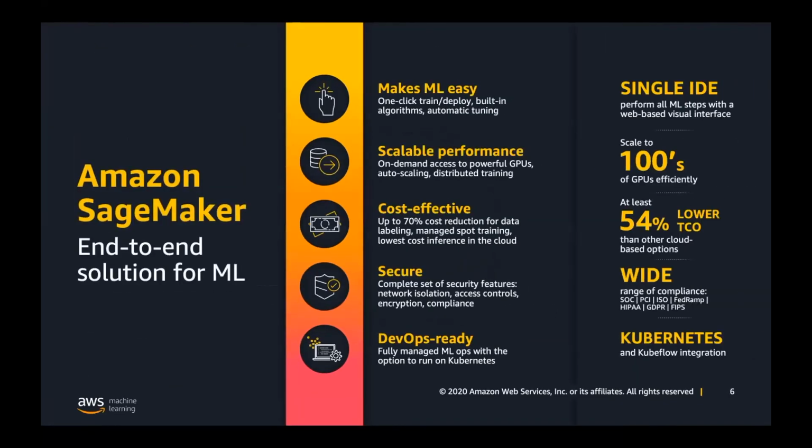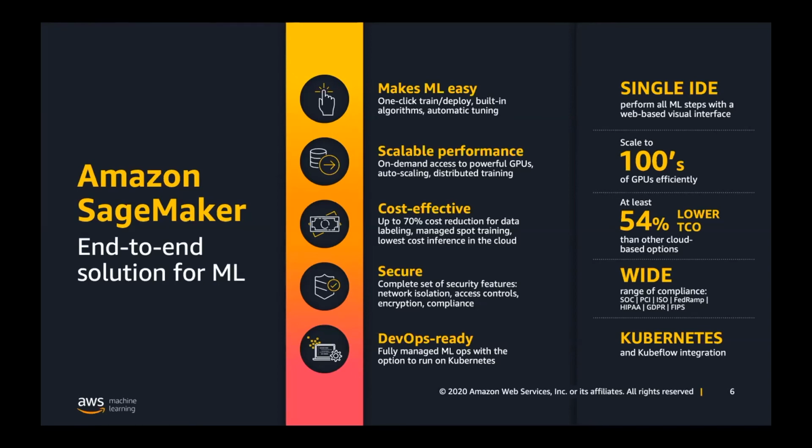So why SageMaker? As mentioned, Amazon SageMaker is a fully managed service that takes the complexity out of machine learning for developers, data scientists, and IT ops. It came to make machine learning much easier. You have one-click train, for example. You have built-in algorithms and automatic training. You can easily scale your performance. You have on-demand access to powerful GPUs, auto scaling, and distributed training.